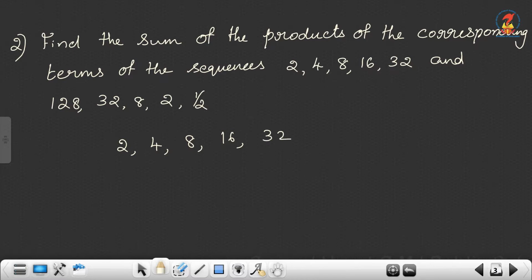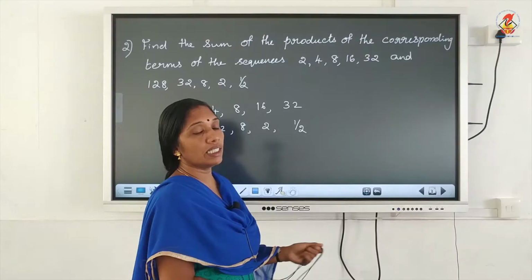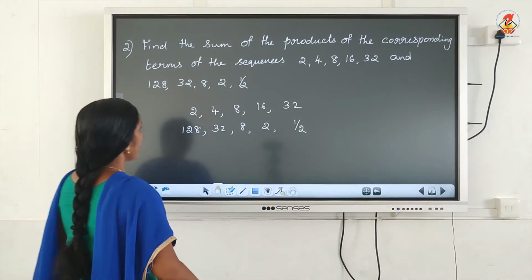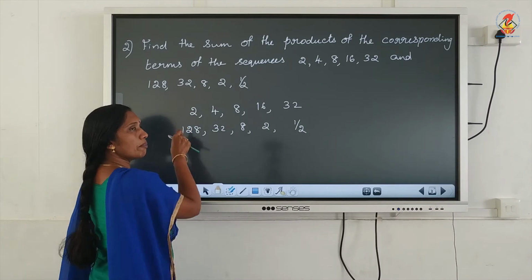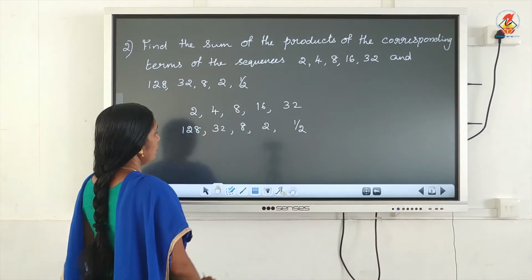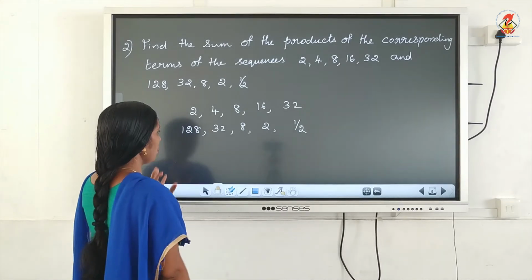So first we can write the terms 2, 4, 8, 16, 32. This is the first sequence. There are 5 terms. The next is 128, 32. Write just under this. Then 8, 2 and half. Now the third sequence is obtained by multiplying the corresponding terms. Corresponding terms means first term multiplied to first term, second to second, third to third, like that. So which is the new sequence?